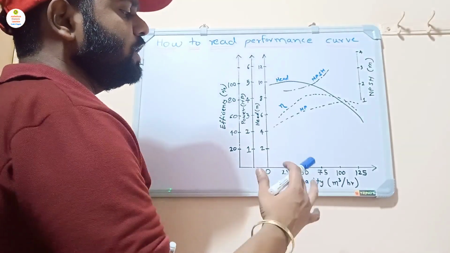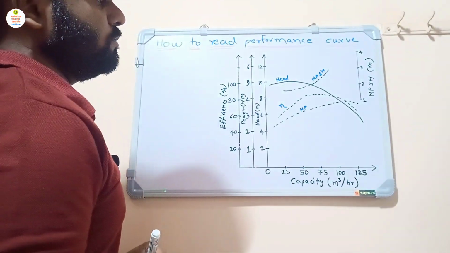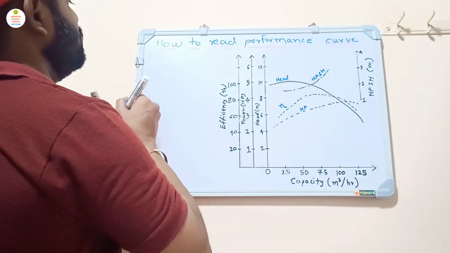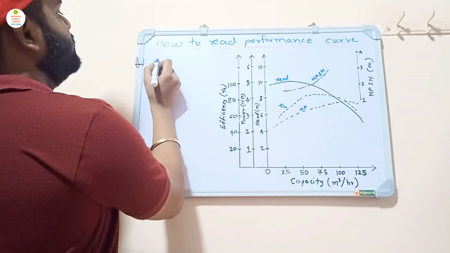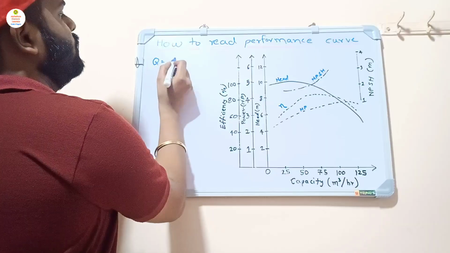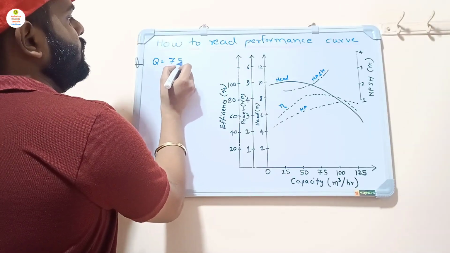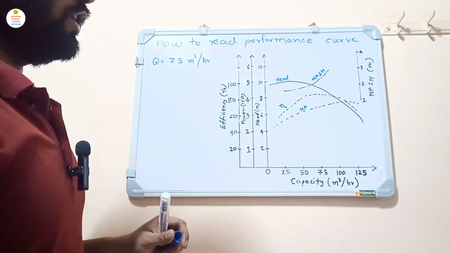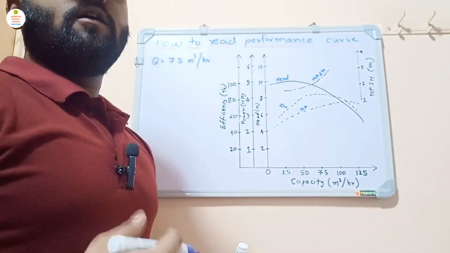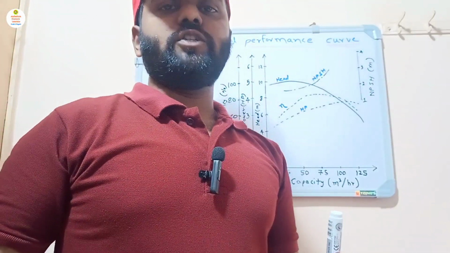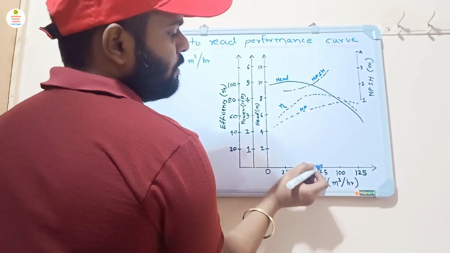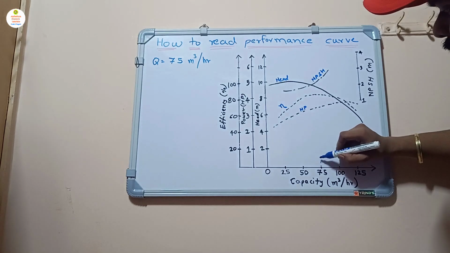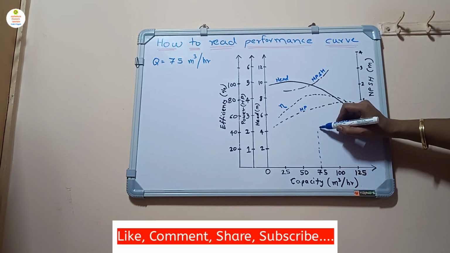Suppose we need the capacity of the pump here as 75 meter cube per hour. So here, capacity Q is equal to 75 meter cube per hour. We need this for our requirement of the project. So here I'm putting one straight line, as you can see.